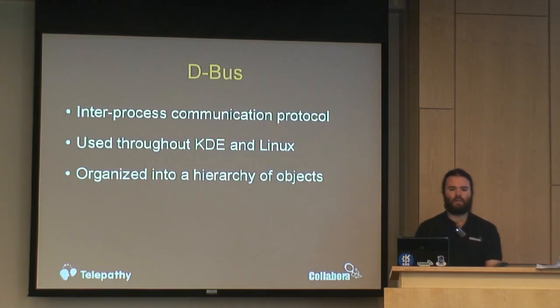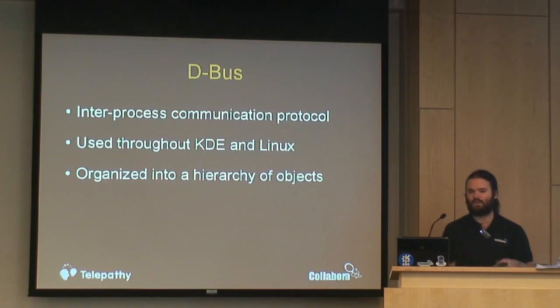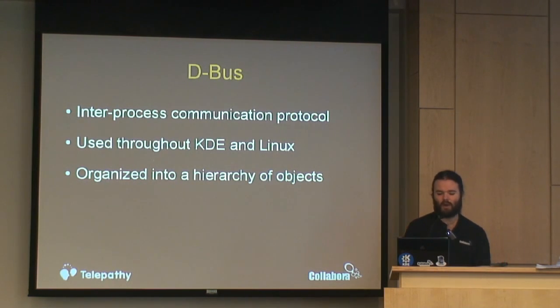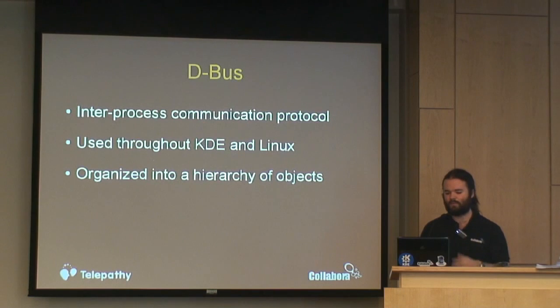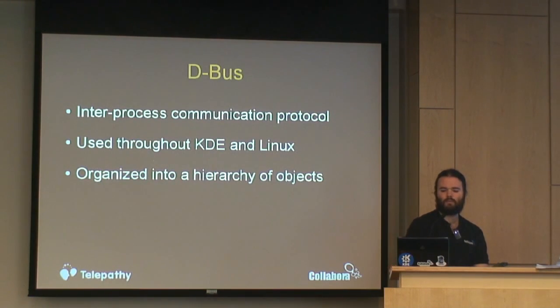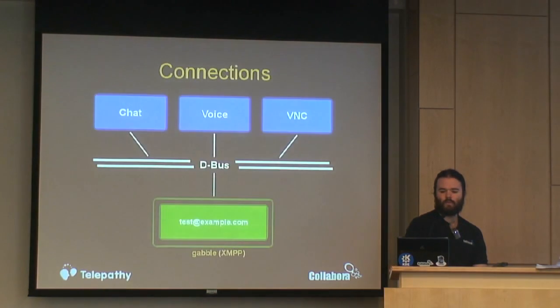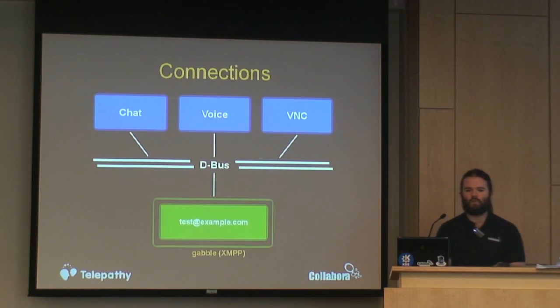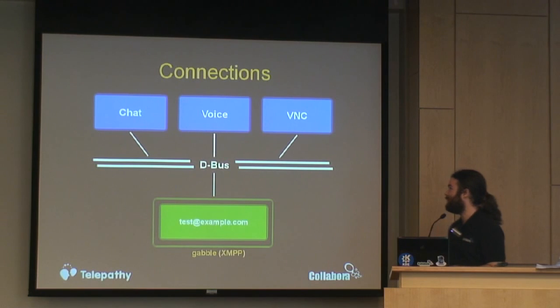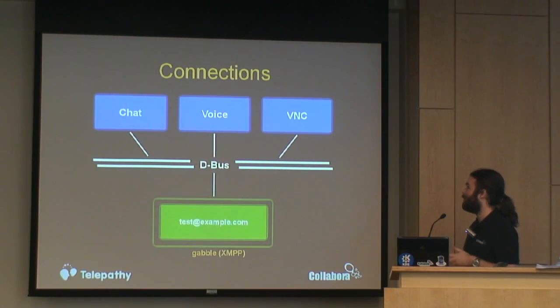So just to define things, dbus, I think probably most of us know, is the inter-process communication protocol for 2 different applications to talk to each other on Linux. It's used throughout KDE and Linux, and it's organized into a pretty complicated hierarchy of objects which have interfaces and stuff. I'm not going to do an API review or anything, don't worry, but just a general overview of how Telepathy works.